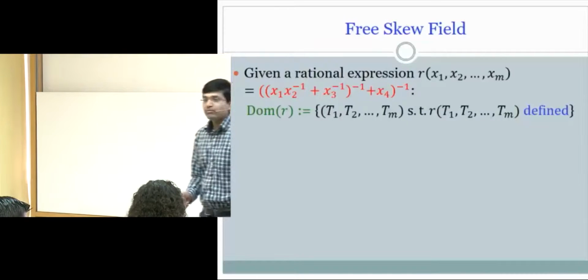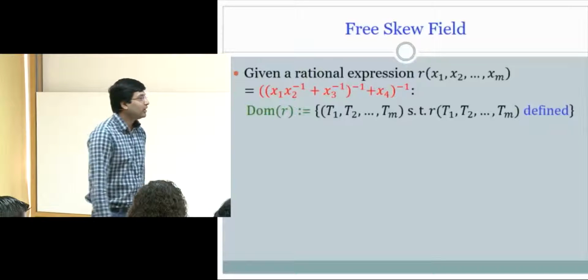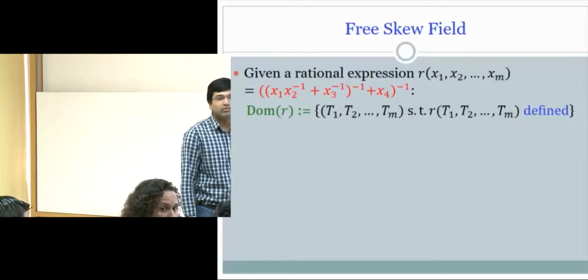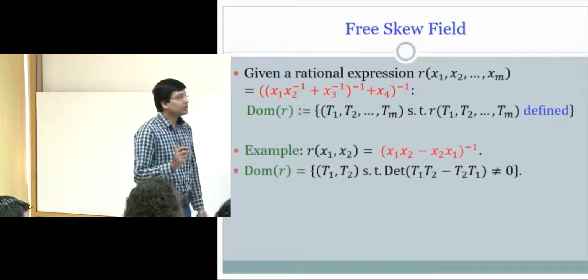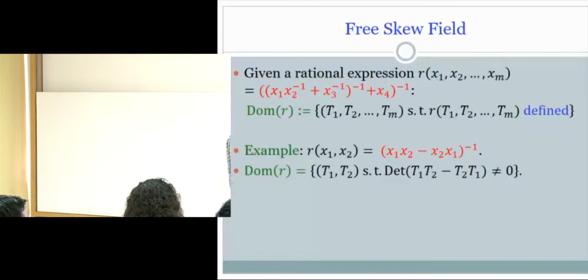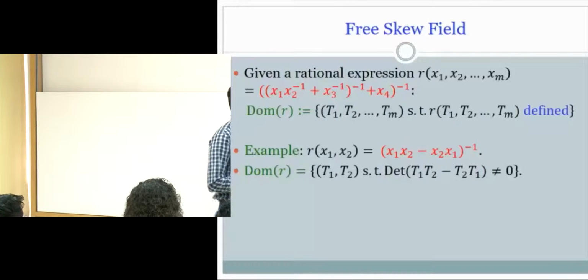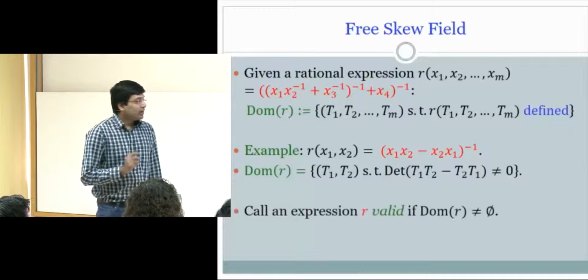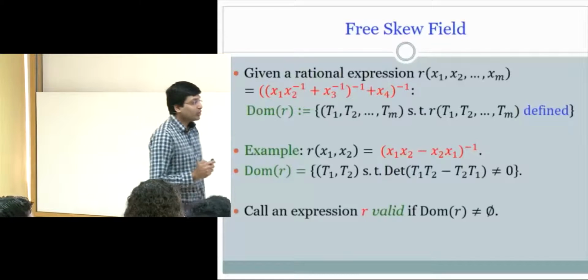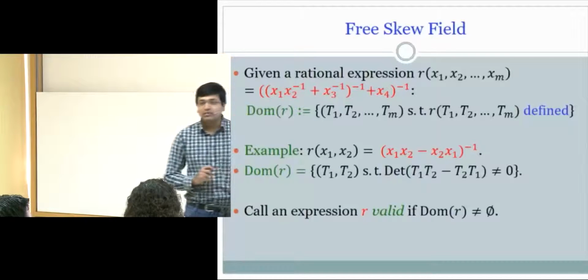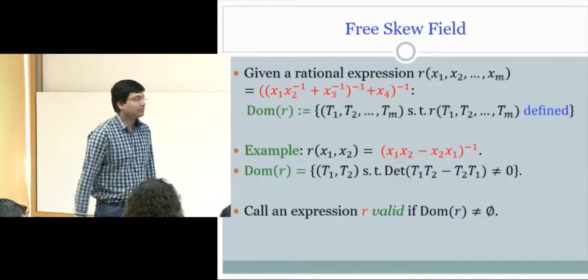The domain could be empty. For example, consider the rational expression x1 x2 minus x2 x1, inverse. The domain of this rational expression is the tuples of matrices T1, T2 such that the determinant of T1 T2 minus T2 T1 is non-zero. As Christian pointed out, the domain could be empty. So I'll call an expression valid if the domain is non-empty. Otherwise, it's an invalid expression.